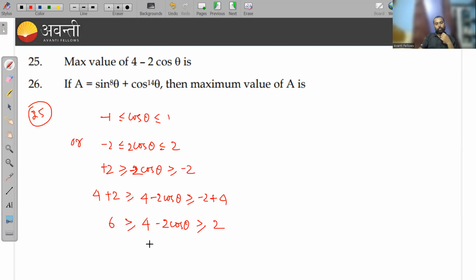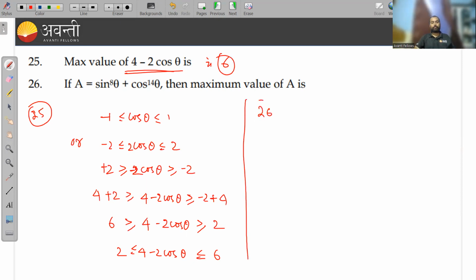So 4 minus 2 cos theta is greater than or equal to 2 and less than or equal to 6. So the maximum value of this trigonometric expression is 6. Answer is 6. Come to the next question.